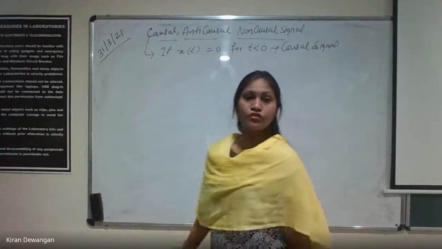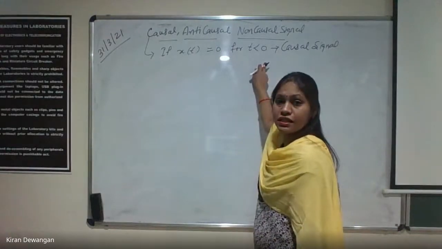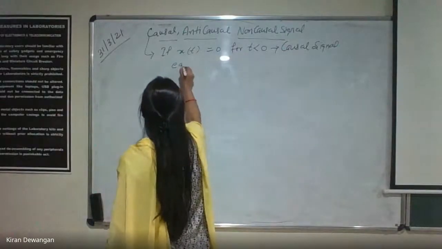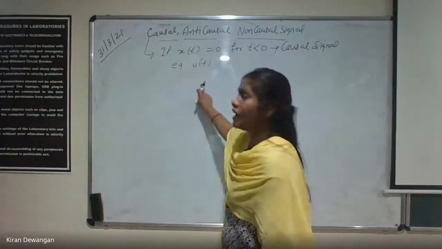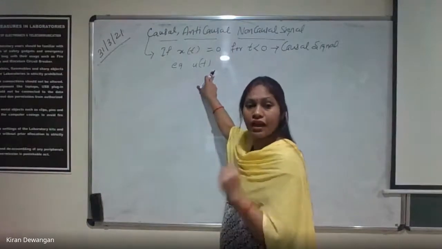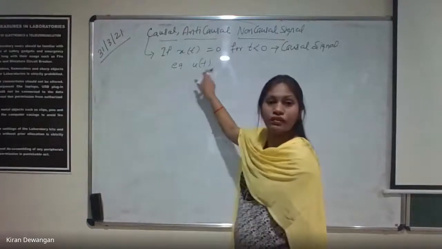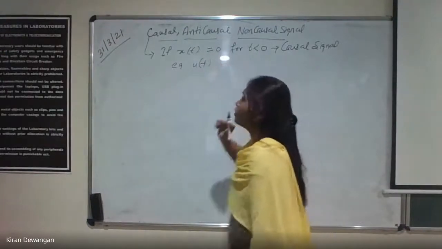Can anyone give an example of a causal signal? Yes, the unit step function. Correct. The example is u of t. We already know that u of t is a unit step function. It has the value 1 for t greater than 0, and for t less than 0 the value is 0. So u of t is the best example of a causal signal.